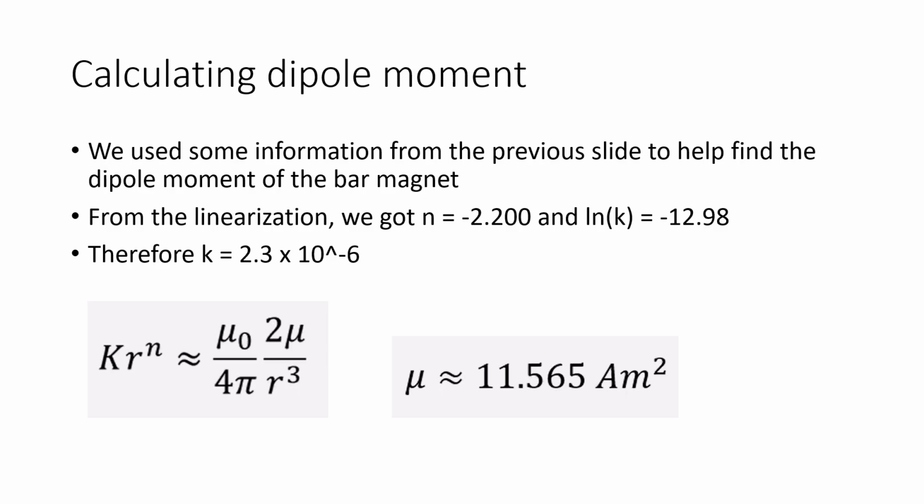Once we had this previous information from the other slide that you just saw, we had to find the dipole moment of the bar magnet. From the linearization, we got that n equals negative 2.2 because that was our slope, and therefore ln k equals negative 12.98, which was our intercept. Using this information, we could find that k equals 2.3 times 10 to the negative 6. And these are the following formulas that we use to get to that result.